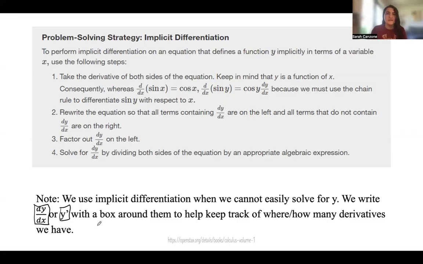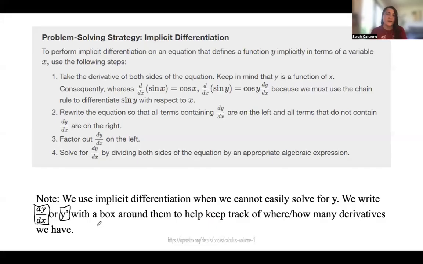So we use the idea of implicit differentiation when there's no way to nicely solve for our function y. Y is always in terms of x, but typically we have y equals x squared, y equals the natural log of x, anything like that. Sometimes we don't have functions that look like that. Sometimes we can't necessarily separate our functions.